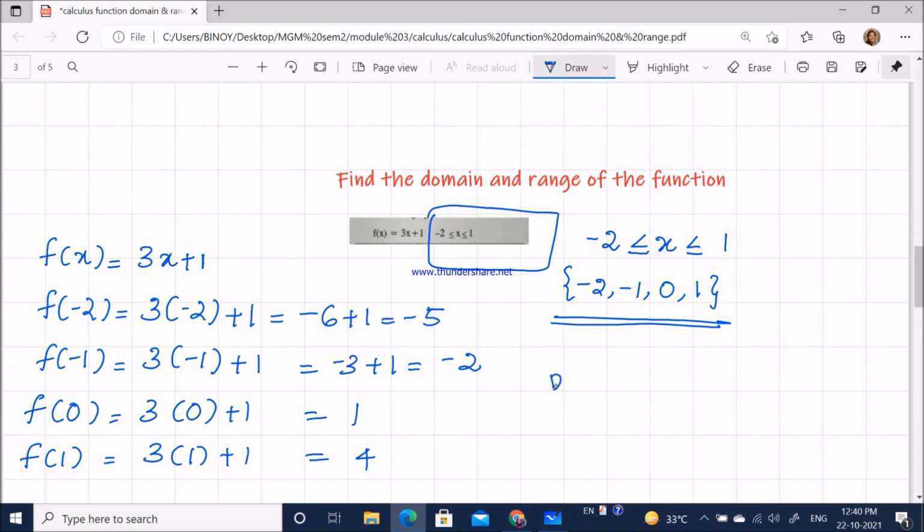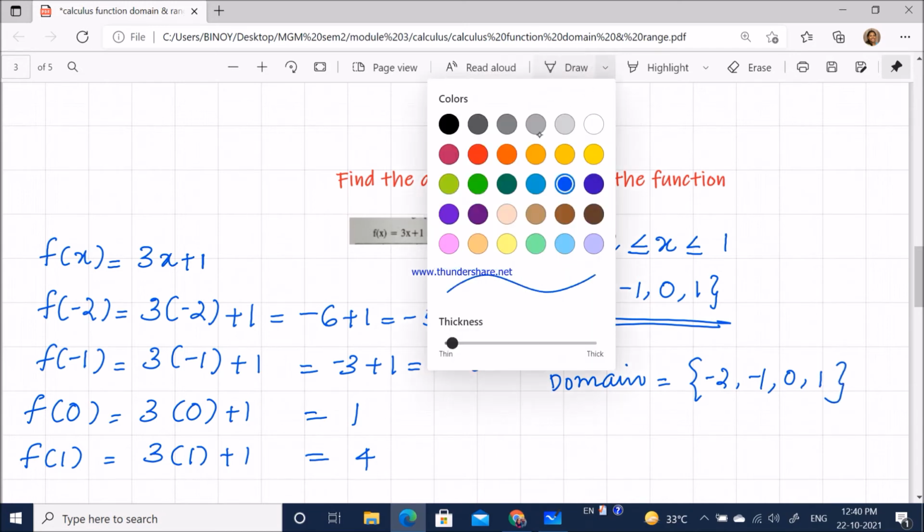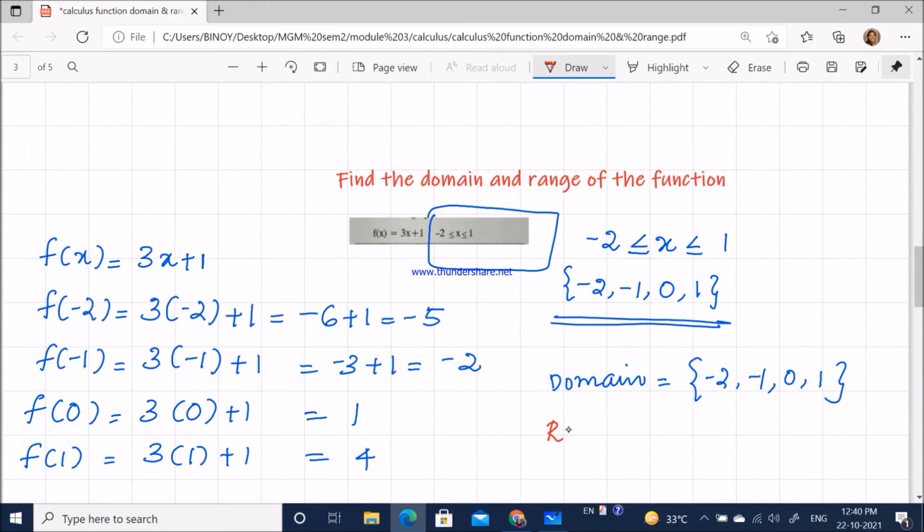So the domain is minus 2, minus 1, 0 and 1, and the corresponding range value, which means the output value, is minus 5, minus 2, 1 and 4. Okay, whenever this limit is given, we need to find the values of x which lie between minus 2 to 1. From this we need to find the corresponding range.